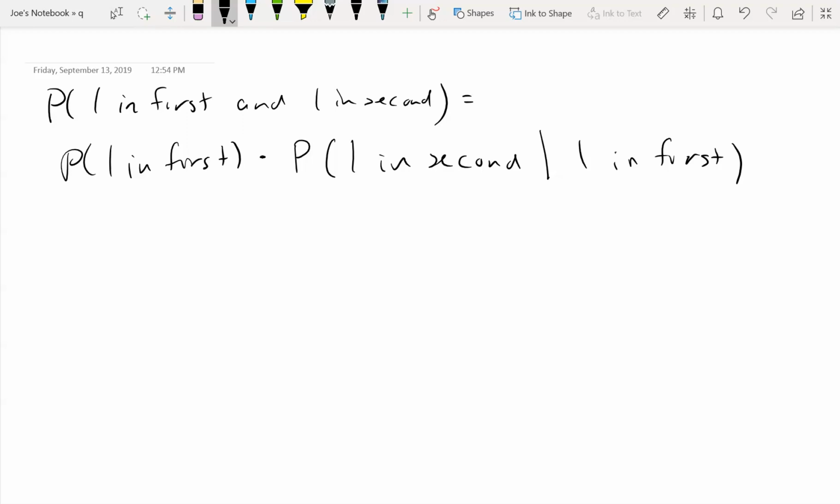So what the numbers in the table are giving you are those probabilities of the conditional.